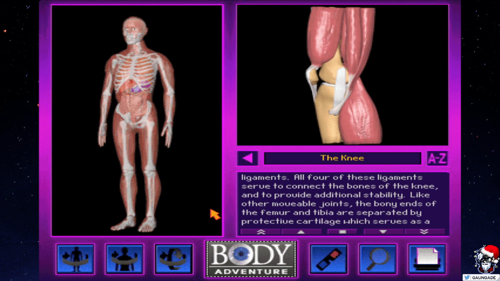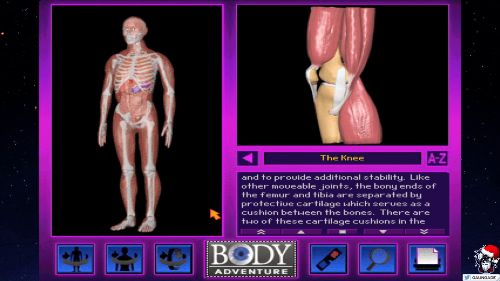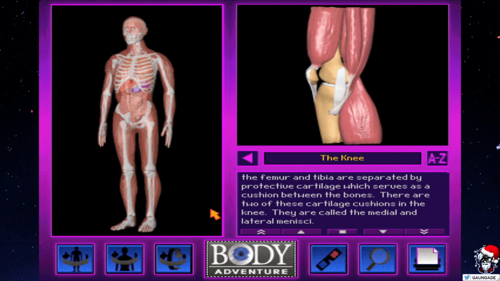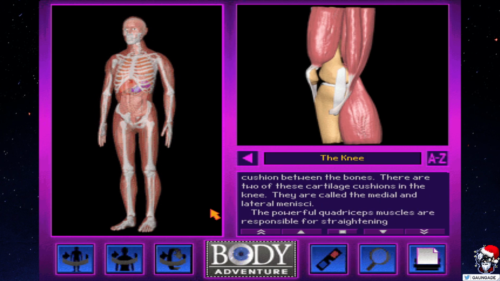Like other movable joints, the bony ends of the femur and tibia are separated by protective cartilage which serves as a cushion between the bones. There are two of these cartilage cushions in the knee. They are called the medial and lateral menisci.